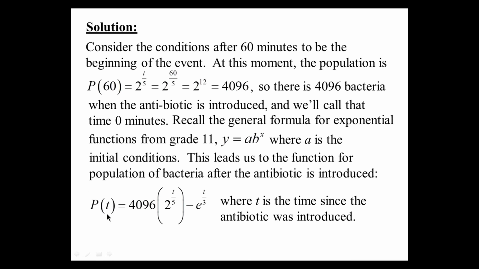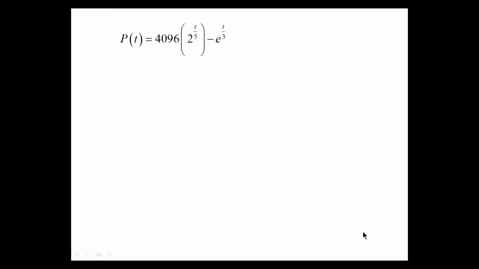P of T, where T is the minutes after the antibiotic is introduced, is equal to AB to the X. Well, it's actually A, the initial conditions, 4096, times 2 to the T over 5, minus those that are killed. That's why you see this here. T is the time since the antibiotic was introduced. And so all we need to do is maximize this. And you know what that means. You differentiate, set the derivative equal to 0, and solve. Let's do that.